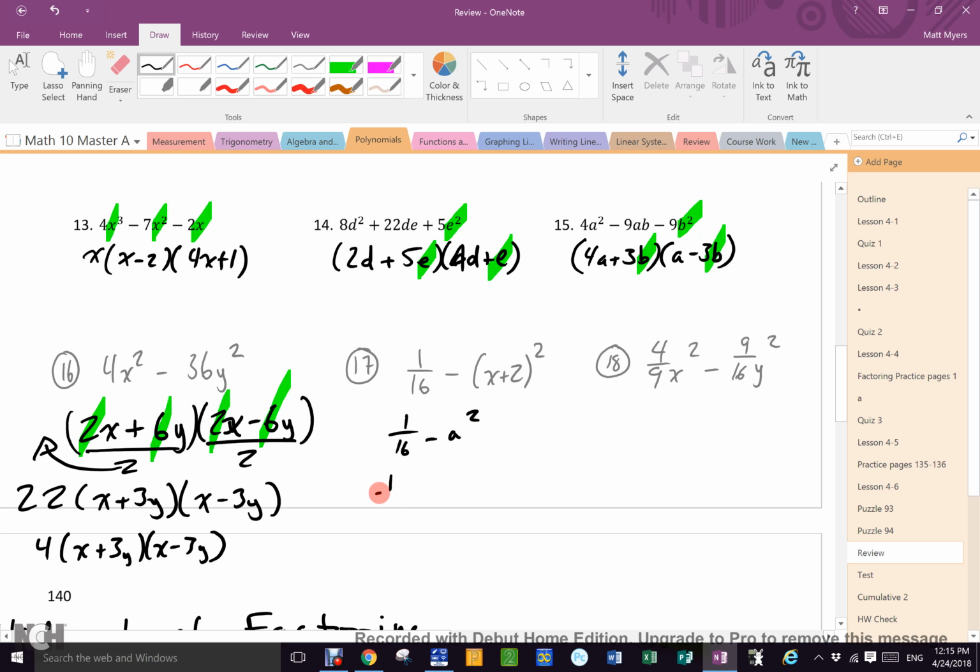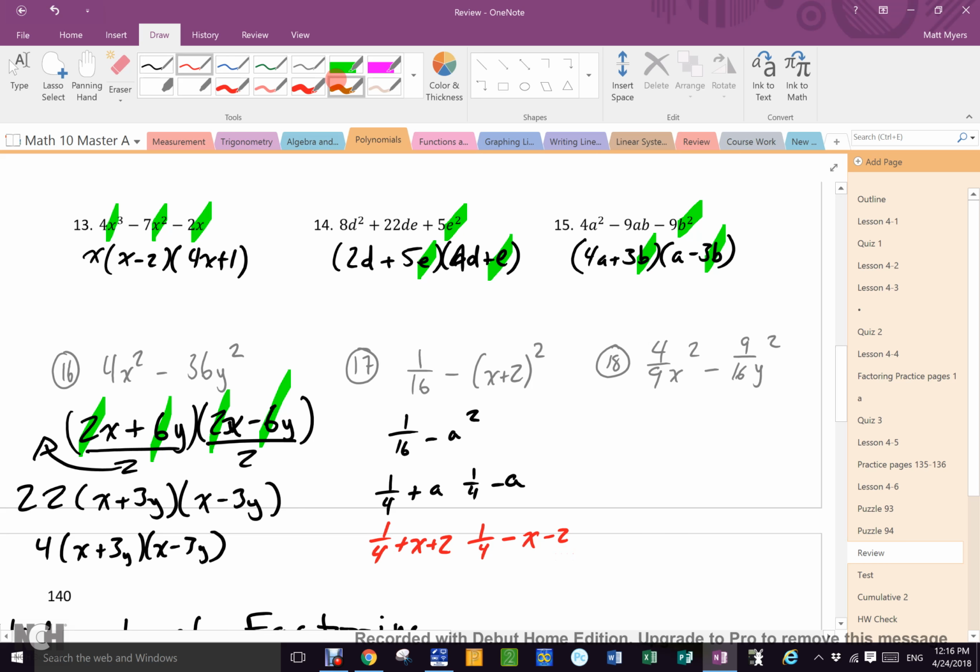Square root of the first one, 1/4, plus the square root of the second one. What's square root of a squared? A. Then 1/4 minus a, correct? But what's a? X plus 2. So this is really 1/4 plus x plus 2, right? And what's this really? 1/4 minus x, and what's or x plus 2 is minus 2, right?